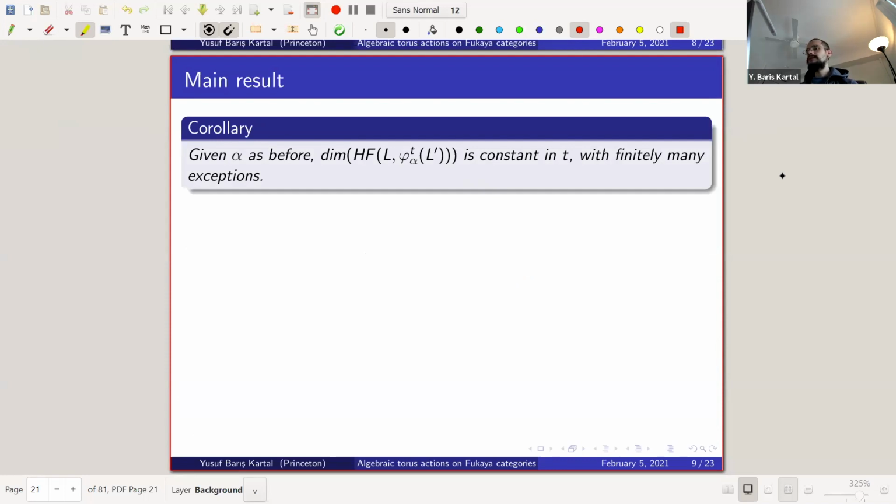So another corollary is if you have a closed one form alpha, as before, then you can consider the symplectic isotopy generated by alpha, and you can consider this real family of Floer homology groups. And the claim is this is actually constant in T, except for finitely many exceptions. So this is a strengthening of something that I have proven recently. Any questions?